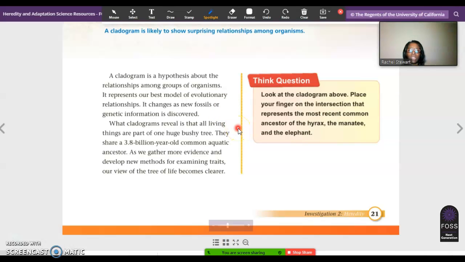What cladograms reveal is that all living things are part of one huge bushy tree. They share a 3.8 billion year old common aquatic ancestor. As we gather more evidence and develop new methods for examining traits, our view of the tree of life becomes clearer. And this is the end of the article that we shared in class today.